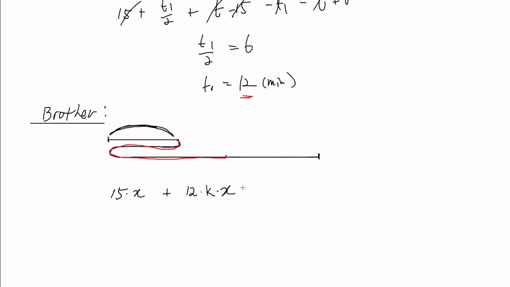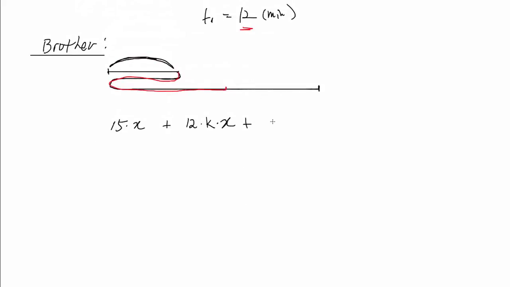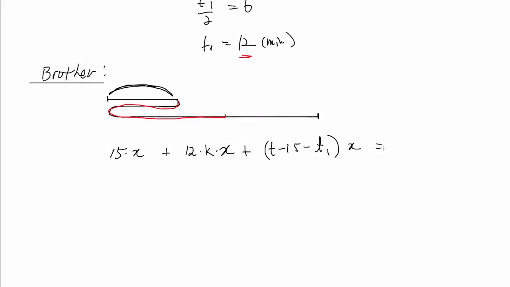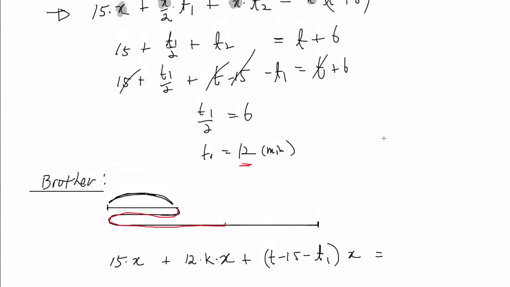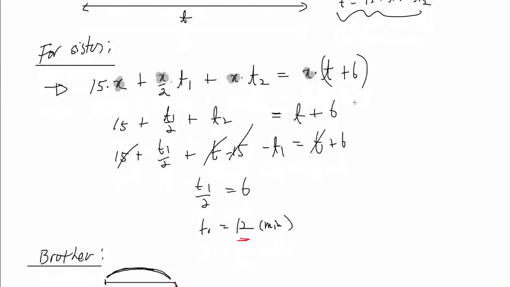And then lastly, t2. Remember, t2 here we can express as t minus 15 minus t1. So t minus 15 minus t1, that we traveled again at the speed of x. And of course, he arrived at the exact same time as his sister. So x times t, the same setup as here, plus 6.